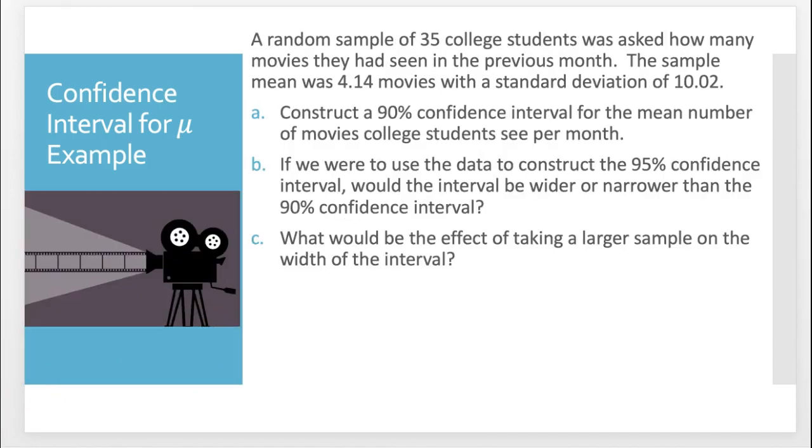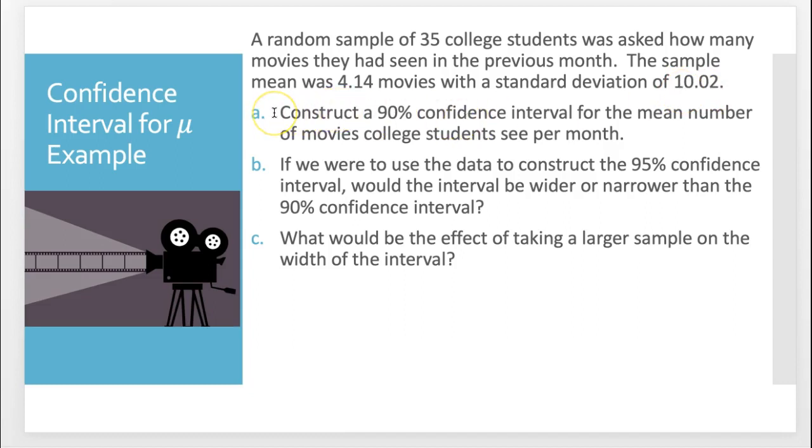In another example, we have a random sample of 35 college students who were asked how many movies they had seen in the previous month. The sample mean was 4.14 movies, with standard deviation 10.02 movies. So n is our sample size, 4.14 is our sample mean, that's x bar, and 10.02 is our sample standard deviation s, not sigma.